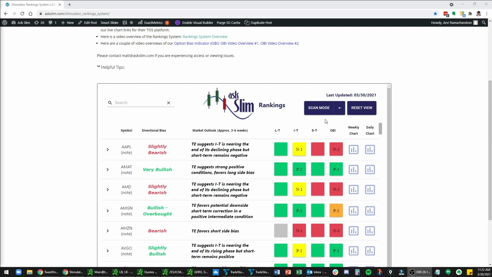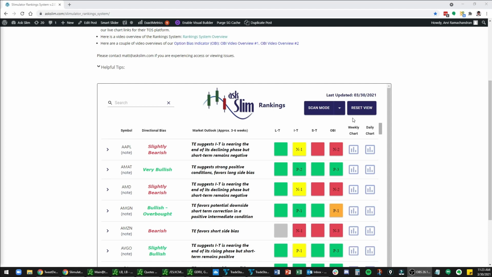And lastly, we have the option bias indicator, which is an indicator that we made that provides a 30 to 45 day outlook and is really used for short-term swing traders. So that's really the goal for that indicator. What you see on the right here is a weekly chart and daily chart. The weekly chart gets uploaded to the system once a week, and the daily chart gets uploaded every day after the close. We update these charts for our level 4 members every single day. So just want to give you a heads up on that.